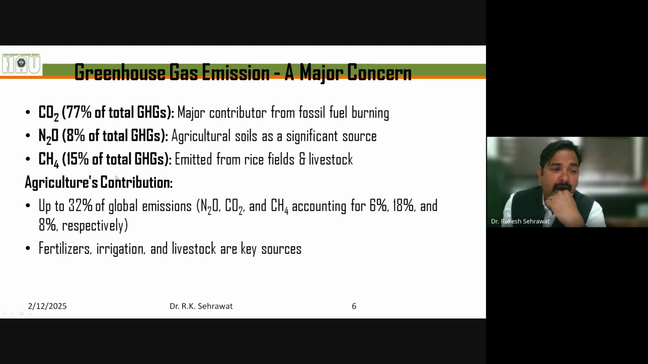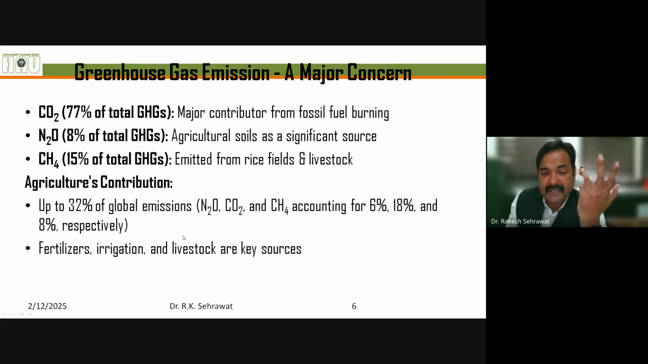So agriculture's contribution is not only the crop itself; it includes all the practices related to agriculture, whether it's machinery, insecticide or fertilizer companies, transportation, or crop fields. So around 32% of the global emission is caused by agriculture, which includes nitrous oxide 6%, carbon dioxide 18%, and 8% methane.